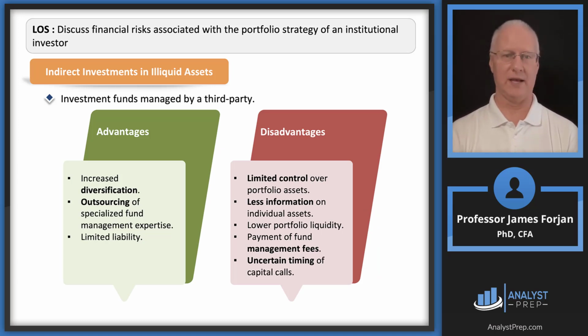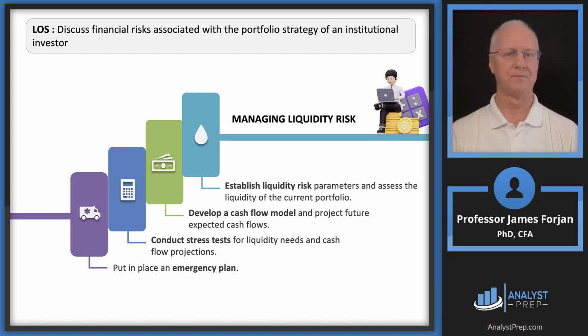How about the indirect advantages here? So this would probably be managed by a third party. So there's going to be some more diversification. That makes more sense. Limited liability, outsourcing. What are the things we don't like about it? Less control, way less control. We probably don't have the information. Less portfolio liquidity. We probably have to pay the fees, and then uncertain timing.